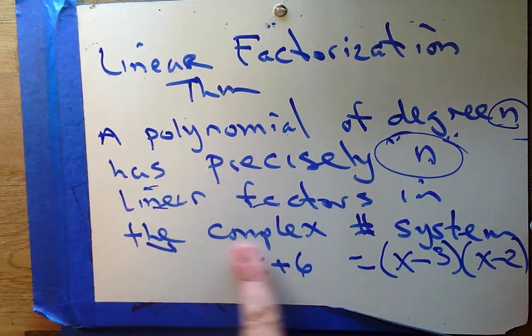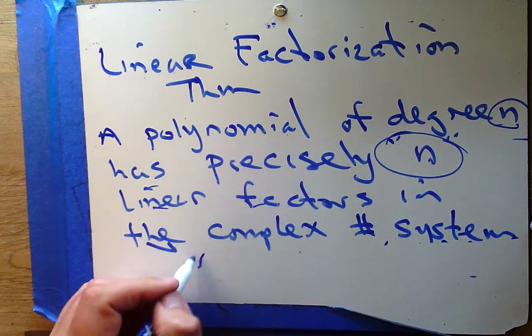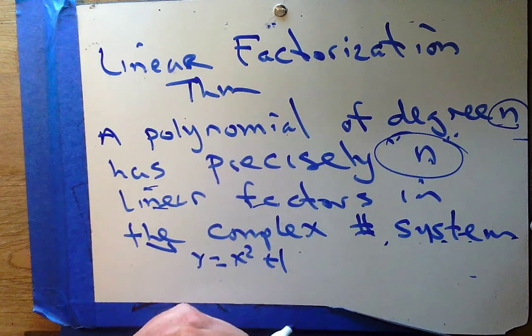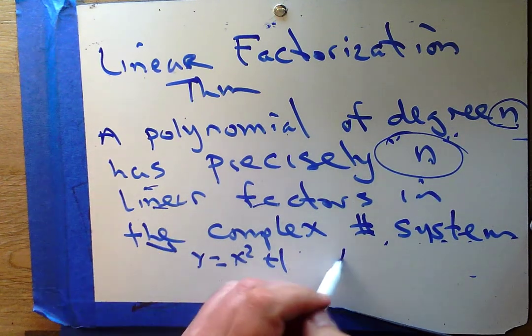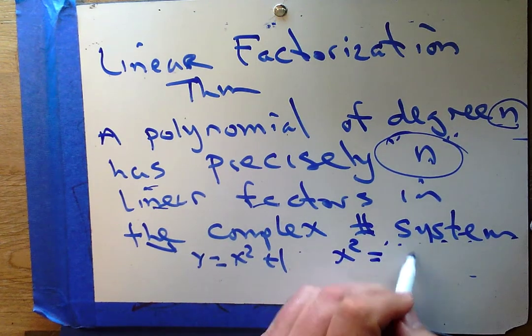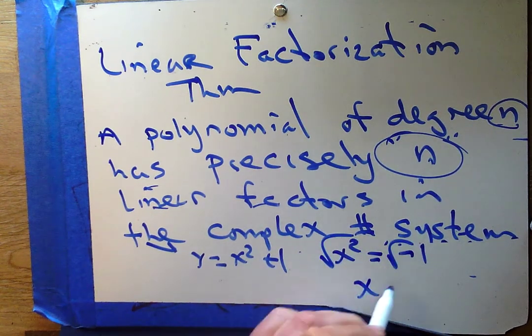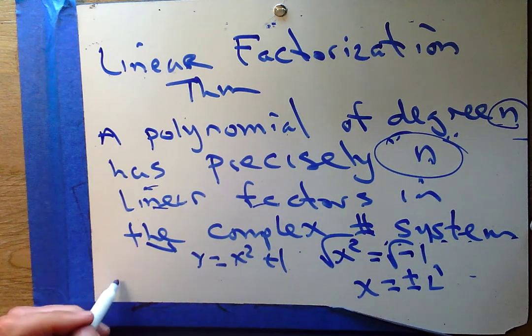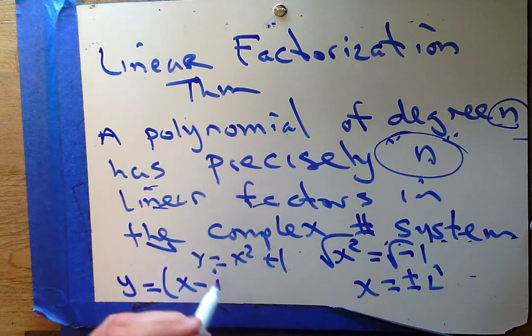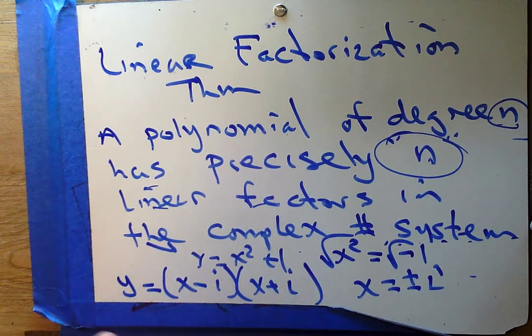Fabulous. But if we have something like y equals x squared plus 1, and we say, well, that doesn't have any x-intercepts. Yes, it does. x equals plus and minus i. Those are imaginary, yeah, but guess what? x minus i, x plus i. 2 linear, because these are first degree, factors when n equals 2. That's his linear factorization theorem.